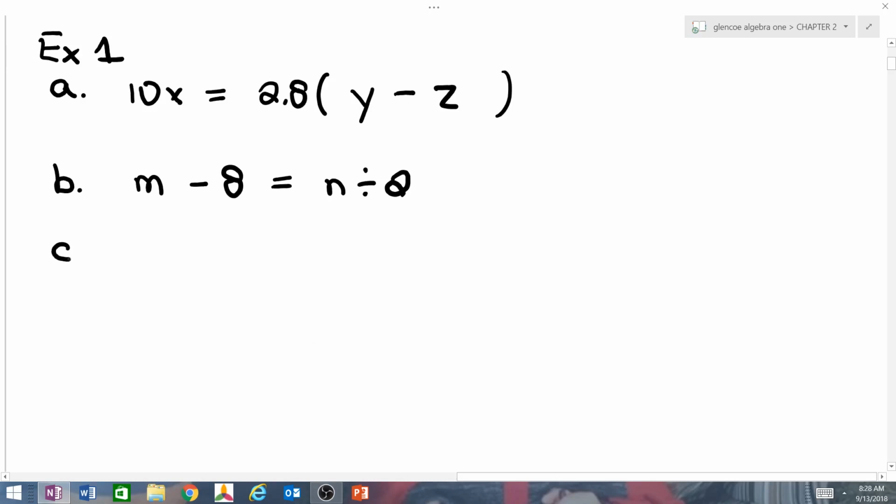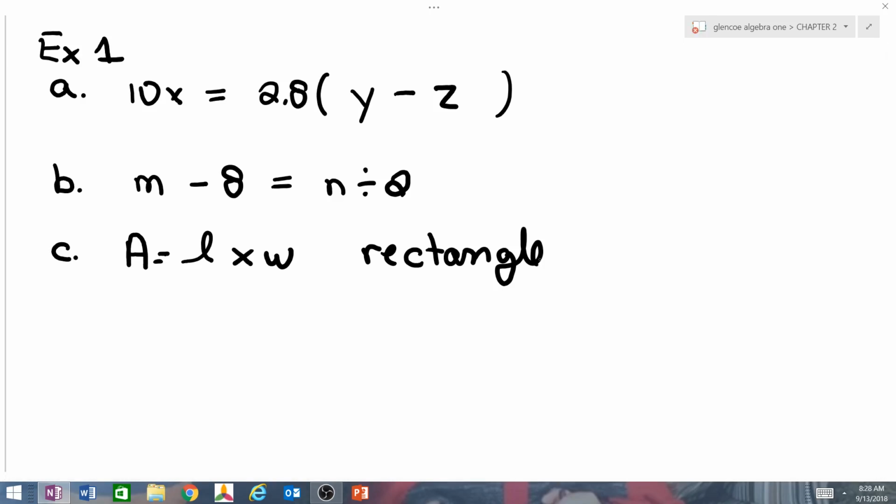Example C is a formula. The area of a rectangle, so we use A to depict area. The area of a rectangle equals the length times the width. Area is length times width. And these formulas are all found in the back of your textbook, on the back inside cover, and you should be familiar with those formulas. And as we go on, I will make sure you know which ones you need to know.